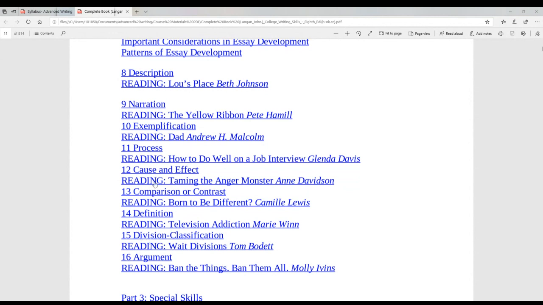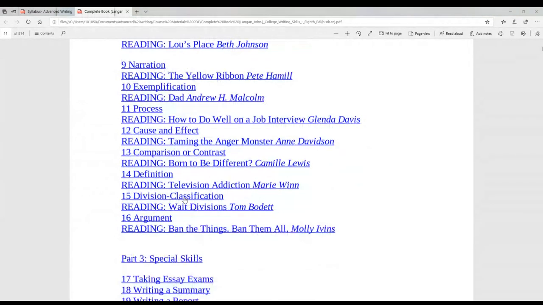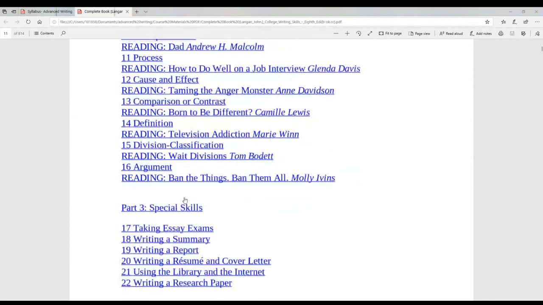By the way, we have other types of essays. We have division classification, we have cause and effect, we have comparison or contrast, exemplification, we have process, we have narration, we have description. All these are types of essays in general.